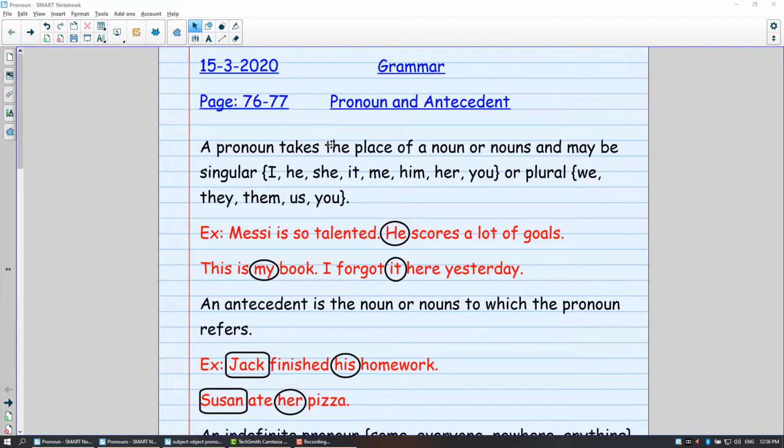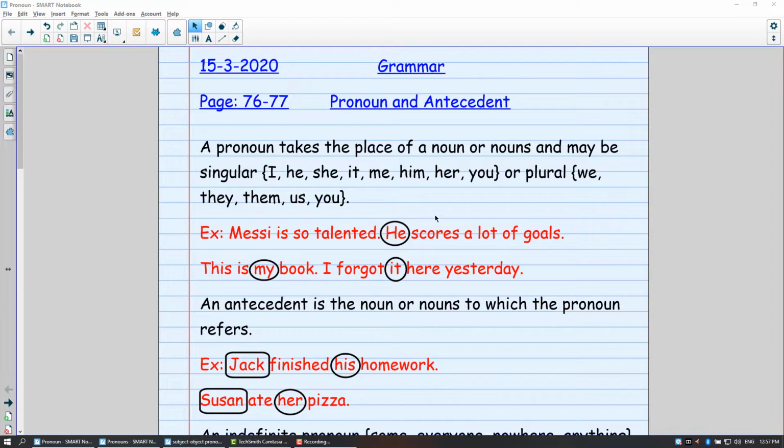Let's take some examples about the pronouns. Number one, Messi is so talented, he scores a lot of goals. So here the pronoun is he. Why? Because it takes the place of the word Messi, the noun. Instead of repeating Messi again, we replace it by the pronoun he. And actually it's called a subject pronoun because we started the sentence with he.